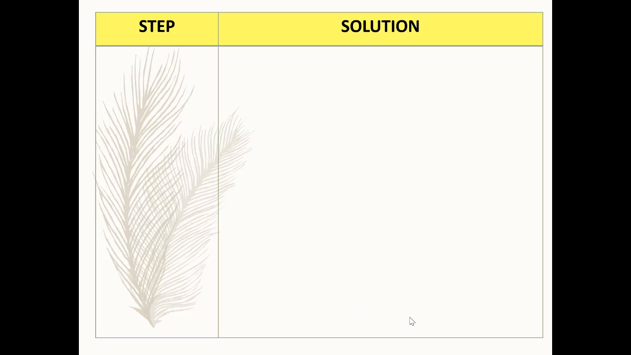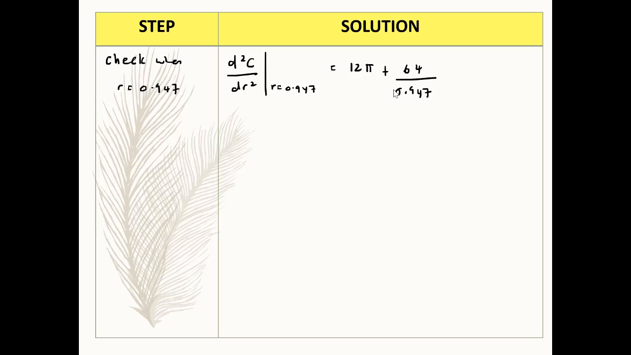And then we need to check whether the second derivative is greater or less than 0. So we substitute the value of r, 0.947, into the second derivative. And then we got the value of the second derivative is 113.057, which is greater than 0, so it is minimum.